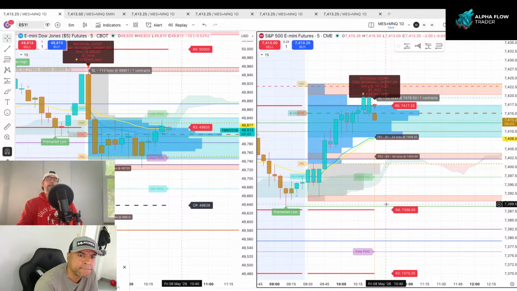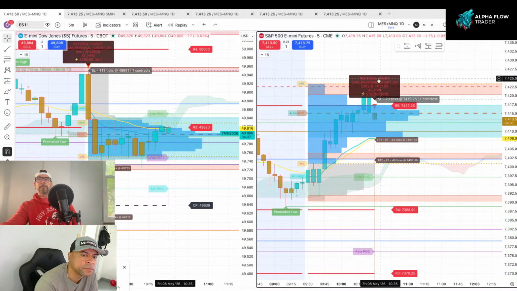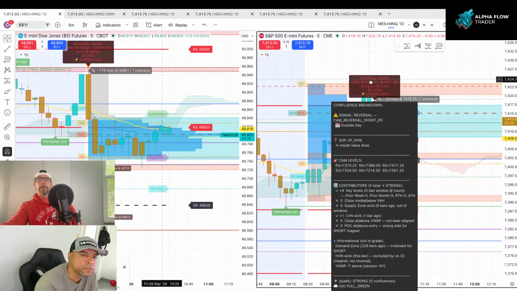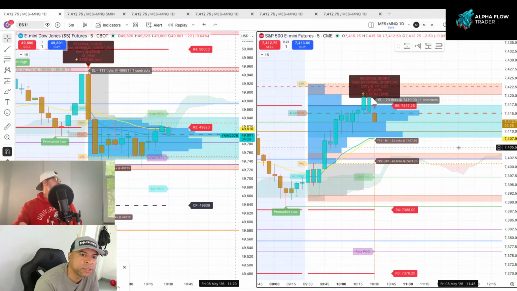That's a quick, immediate shift, though. Look at that gap. So, yeah, you see it flashing a strong here. Low volume node wick, four key levels. Prior week high, prior month high. Just to be clear, it's flashing a signal. This isn't a signal just yet. We've got to wait for this whole candle to close before it's an official signal.